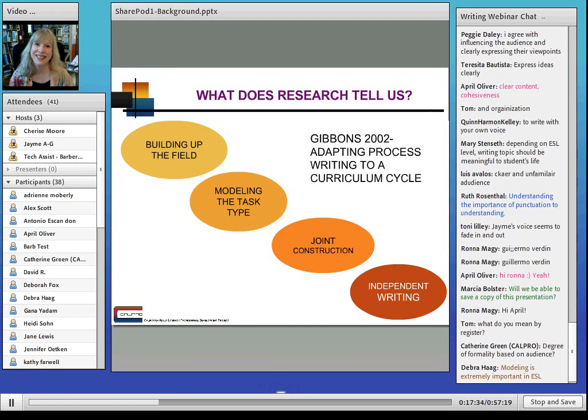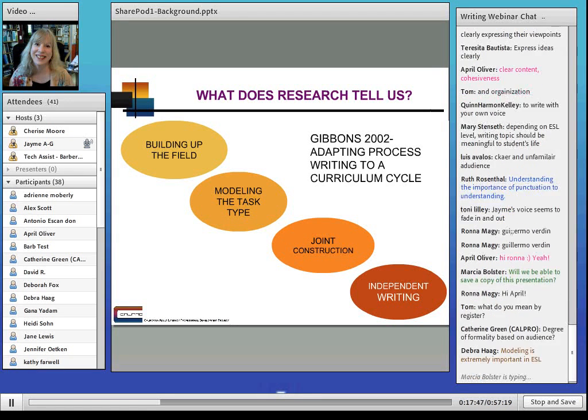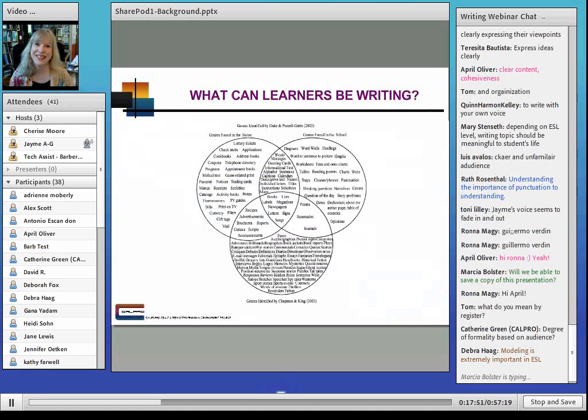Essentially doing the first 3 stages of writing, pre-writing, writing a draft, giving some feedback, doing those as a whole class, and then enlisting the student again in the writing process for independent writing. I agree with you, Deborah. Modeling is critical.